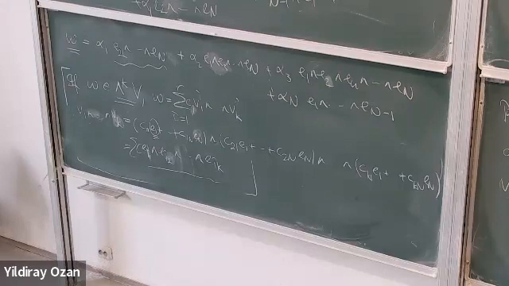So you will have something like this. You will pick up some element here, let me write it like this: E sigma 1, E sigma 2, E sigma n.